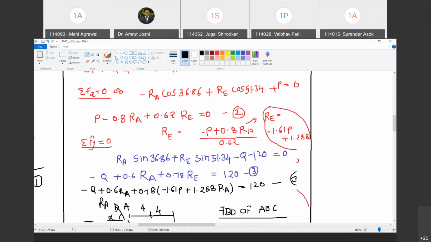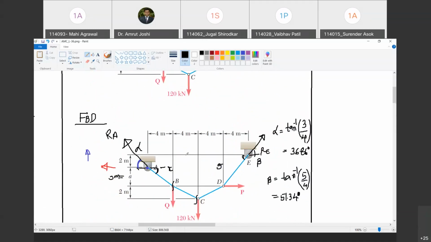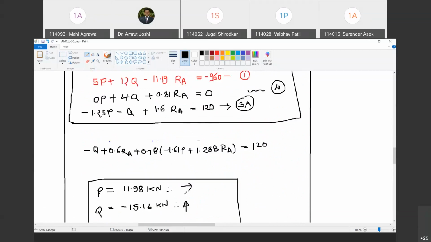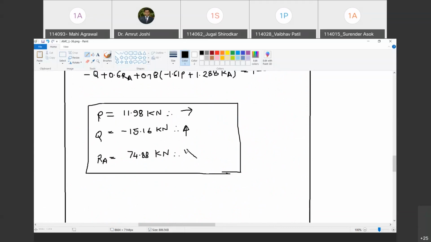Yes, sir. So I am going to show, therefore Q must be upward. As this has turned out to be positive, therefore P must be acting towards right. And as this has turned out to be positive, therefore RA must be acting in this fashion at an angle alpha. Are you with me? Yes, sir. Now, as this answer has turned out to be negative, let me cross verify the answer given in the book.